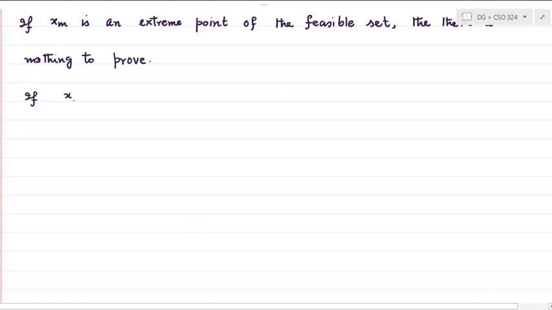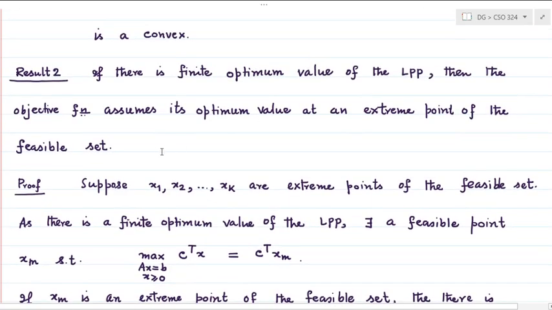If xm is not an extreme point of the feasible set, then you notice that x1, x2, up to xk are the extreme points of the feasible set, and you know the feasible set is a polygonal region, or a polyhedron, and therefore what will happen? The polyhedron is eventually the convex combination of these x1, x2, up to xk.